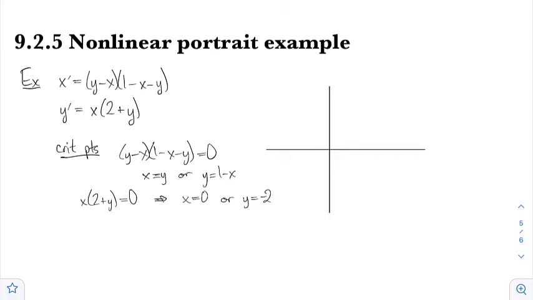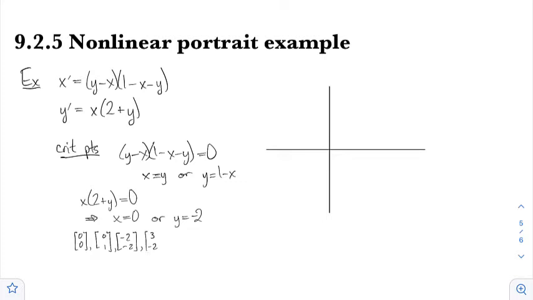Oh, and now I'm getting into my picture, so let me move that out of the way there. So from that, we can see that the critical points are going to be 0, 0, 0, 1, and minus 2, minus 2, and 3, minus 2. So those are the different possibilities, just looking at all different combinations that are allowable.